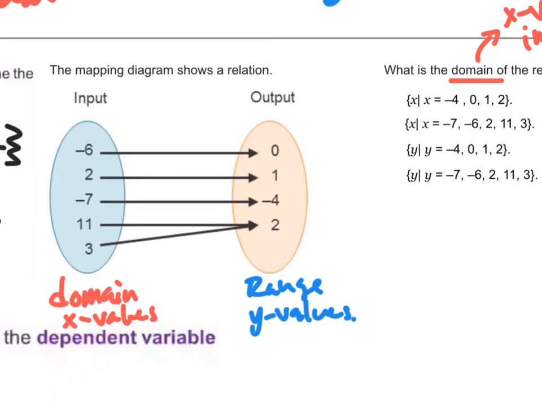So my answer for this is the second one. First of all, when it asks for domain, it wants x values. This is giving me y values, so these don't work. I just want to figure out which ones are the inputs, which ones are the x values.